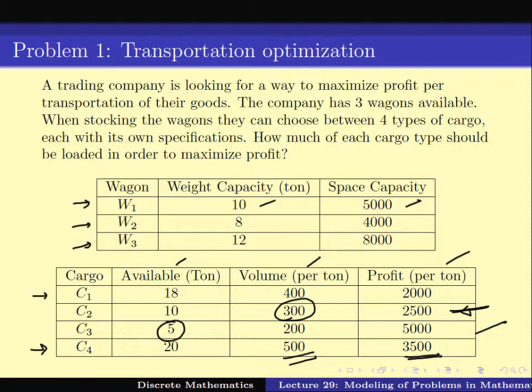If you want to think of it slightly more easily, think of just one wagon. You have just one wagon with a weight capacity and a space capacity. Weight capacity means you cannot exceed the weight. So how much quantity can you store in wagon 1? It is 10 tons. And how much space can you use in that wagon? It is say 5,000 liters.